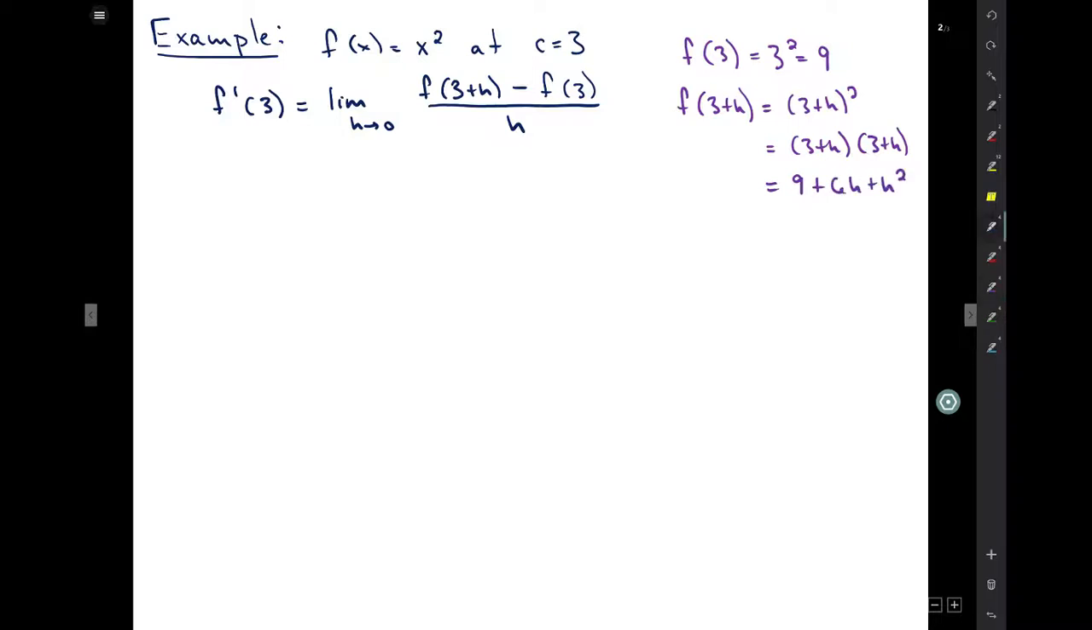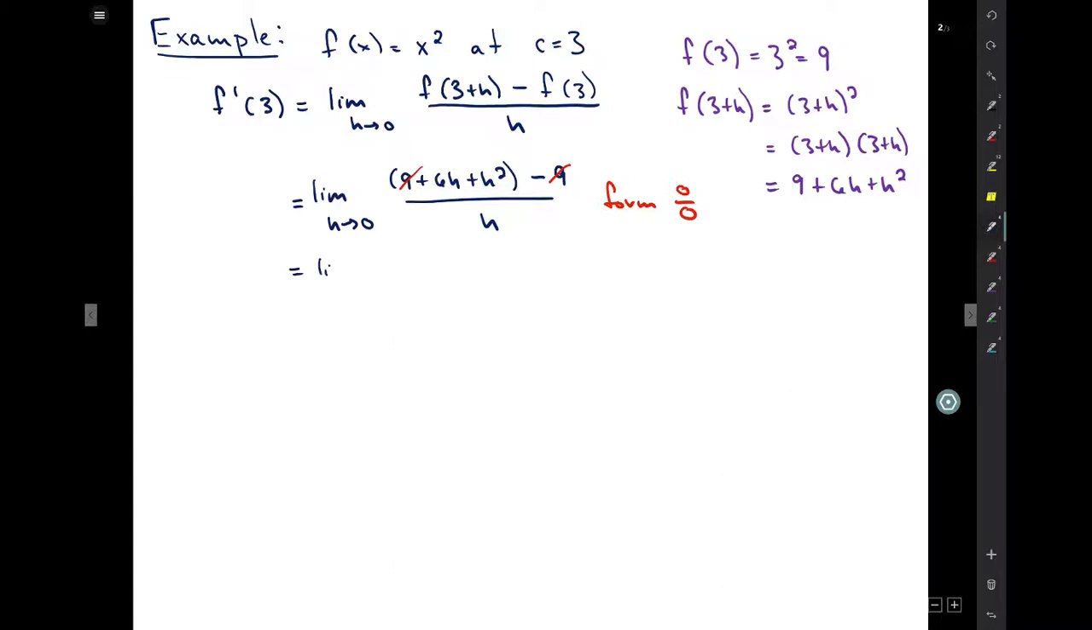So if we take those two quantities and plug them back into our limit definition, we are taking the limit as h goes to 0 of (9 plus 6h plus h squared minus 9) divided by h. And notice if you just plug in h equals 0, you're going to get 0 over 0. So this limit is of the form 0 over 0. But we can simplify very easily. Those 9's cancel out.